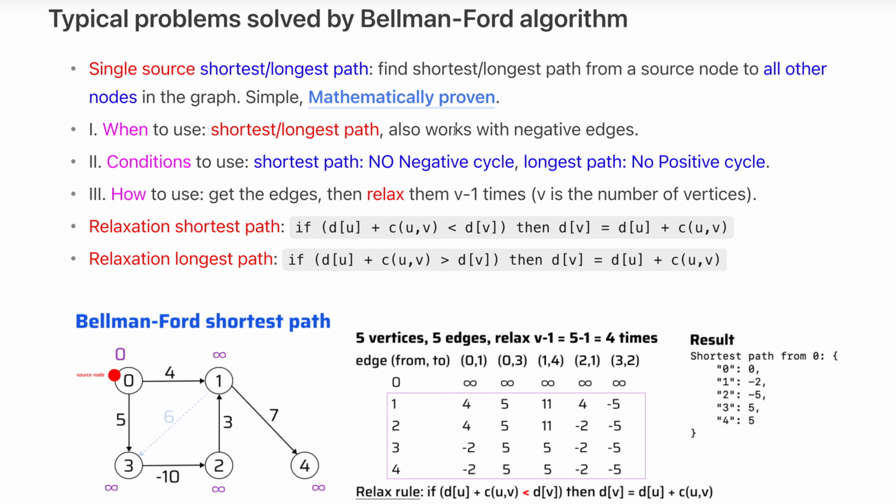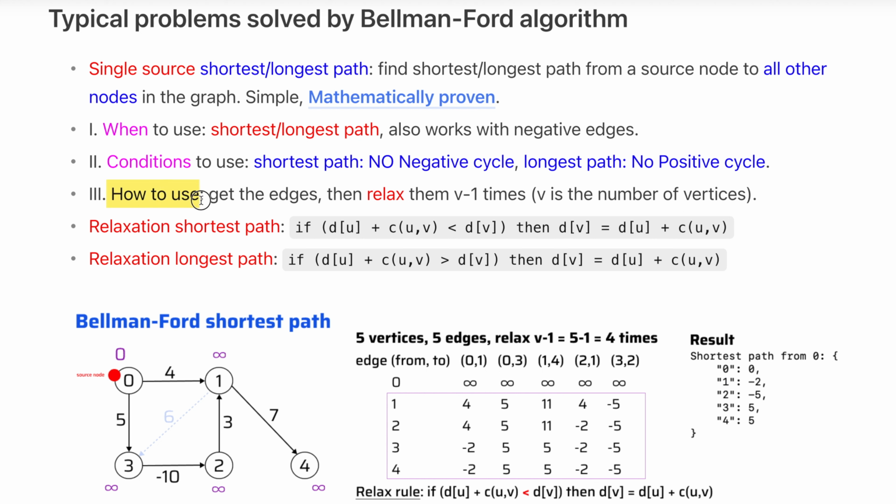And Bellman-Ford will also work with negative edges. For example, in this graph, we have the edge from 3 to 2 is negative 10. The condition to use Bellman-Ford for shortest path, which is our case here, is that the graph has to have no negative cycle. For shortest path, the graph has to have no negative cycle in order for Bellman-Ford to work. So in our graph here, we're not considering this edge with the weight of 6. We're gonna talk about it later. And without considering this edge, our graph has no negative cycle. So our graph here satisfies the condition that we need.